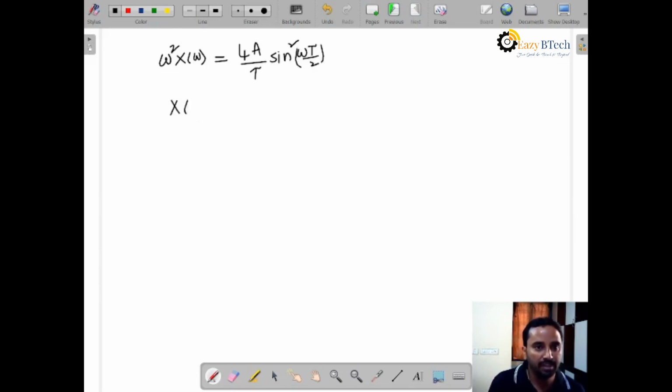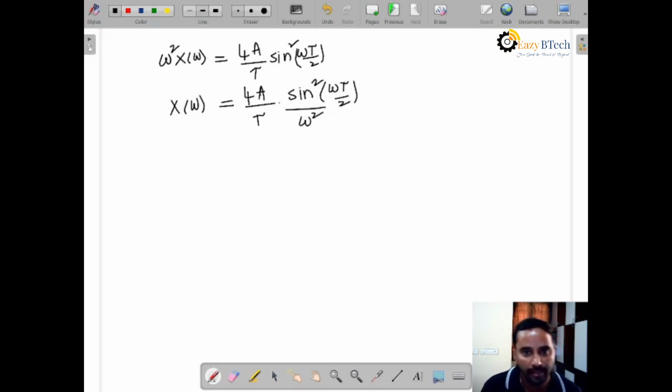Now X of omega, we want X of omega, the Fourier transform of the triangular function. 4a by tau into sine square omega tau by 2 divided by omega square. So this is the result. For example, this is a given function's Fourier transform.